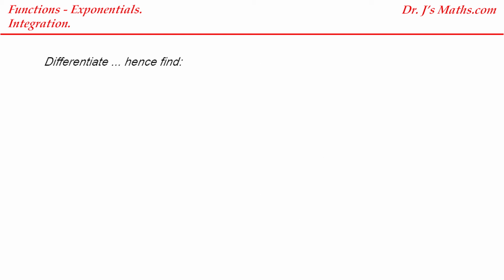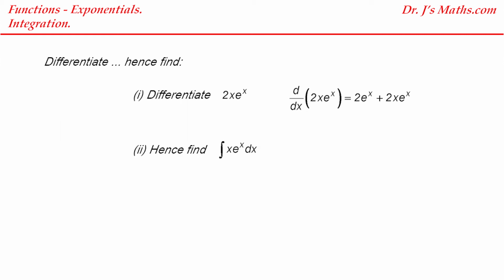If we were doing a differentiate hence find question, we might have the first part being differentiate 2x e to the x. Well, clearly we have two functions of x multiplied together, so it's a product rule. And if you use the normal product rule relationships and approaches, then the derivative becomes 2 times e to the x plus 2x e to the x. So the second part would be the integral of x e to the x dx.